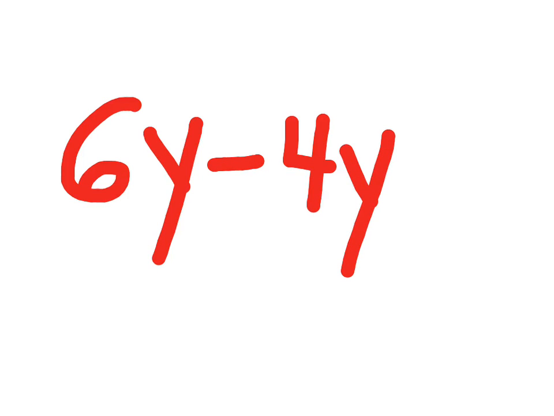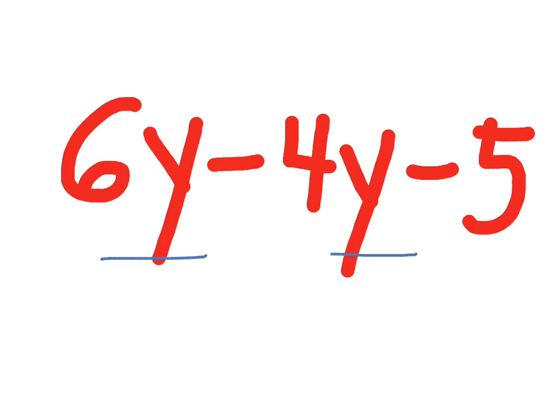Another example is 6y minus 4y minus 5. So the terms that you need to combine are 6y and 4y because they both have the same variable, which is y. So 6 minus 4, that will be 2y.